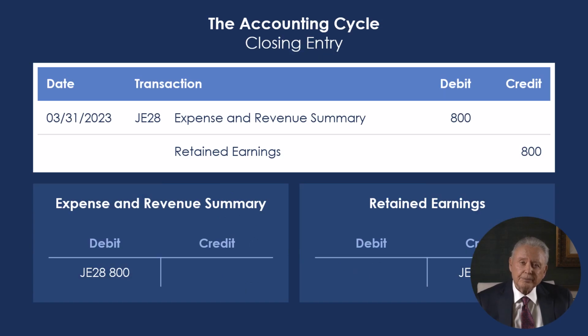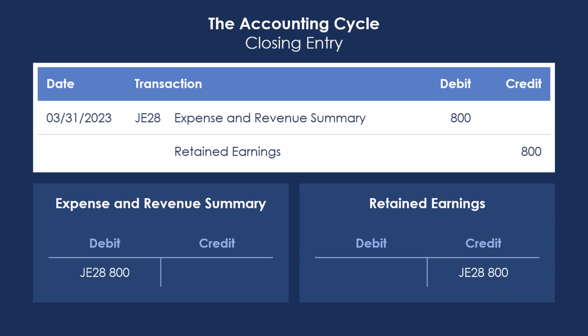Journal entry 28 is the final closing entry. We debit expense and revenue summary, 800, and credit retained earnings, 800. What is going on here is critical to our understanding of the accounting cycle. Expenses appear on the debit side of expense and revenue summary. Revenues appear on the credit side.